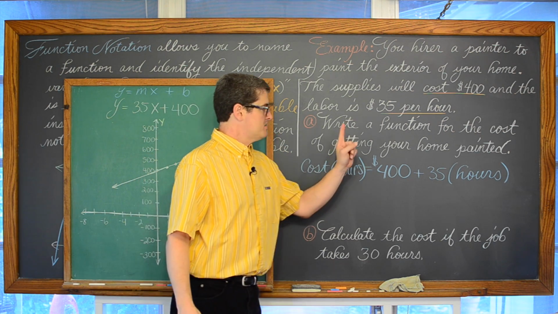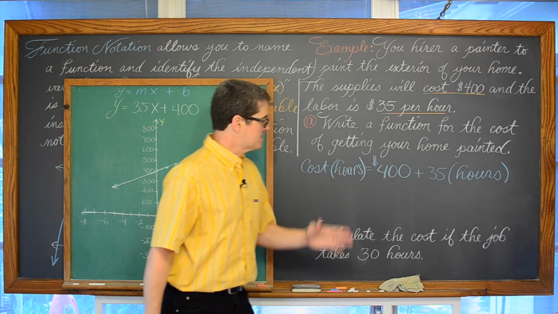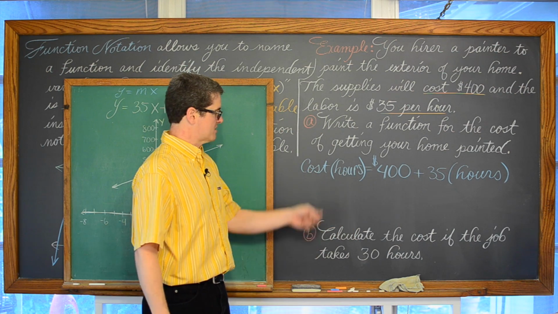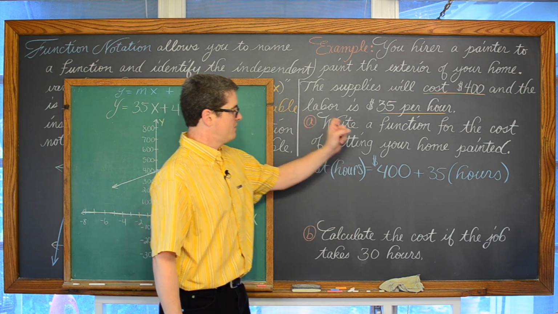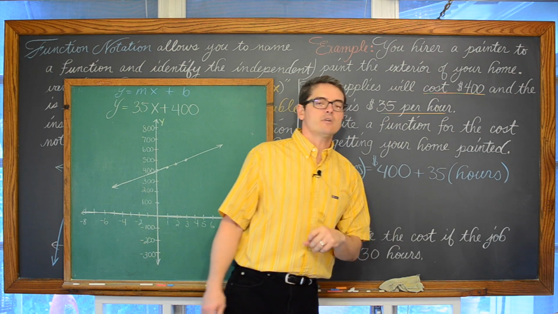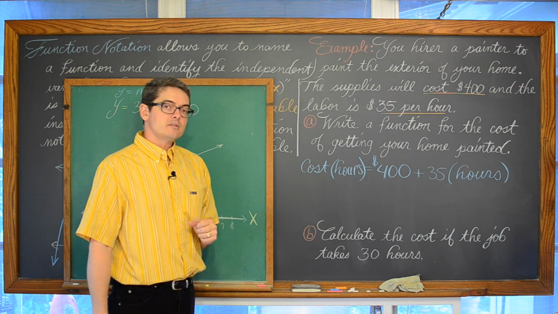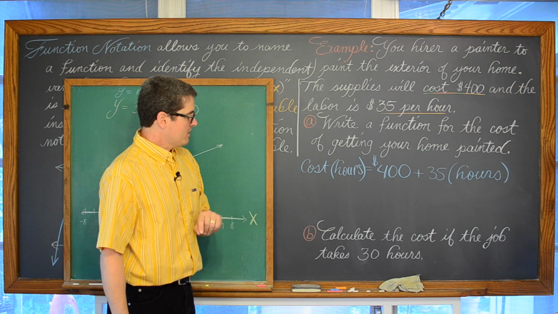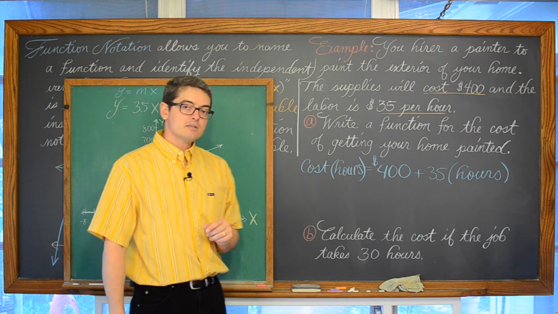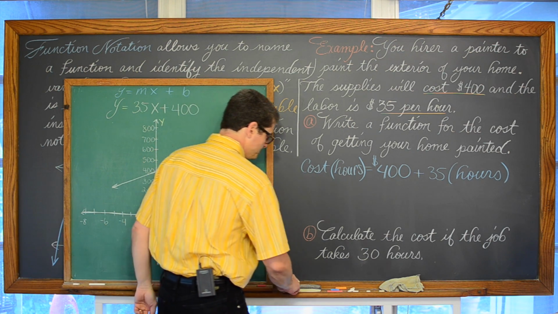It's not y is equal to something blah, blah, blah, x. This is plain language. Everyone talks like this. I have a job. It's going to cost me $400 plus $35 for every hour it takes the painter to do the job. Calculate the cost if the job takes 30 hours.